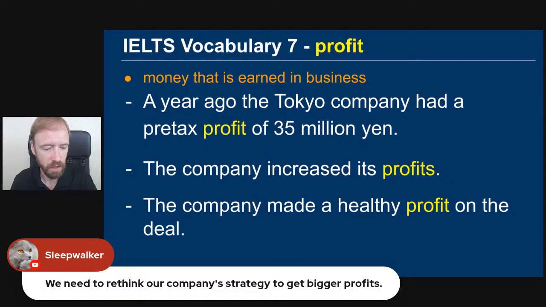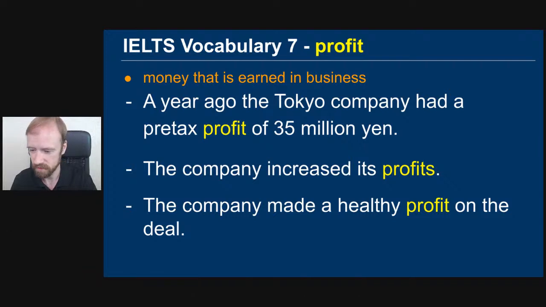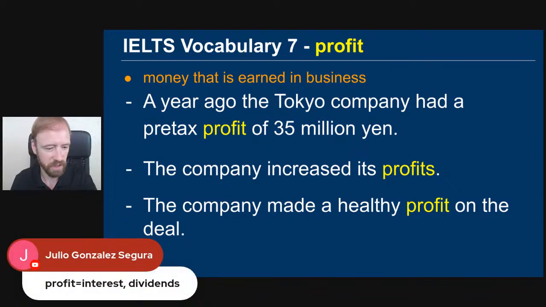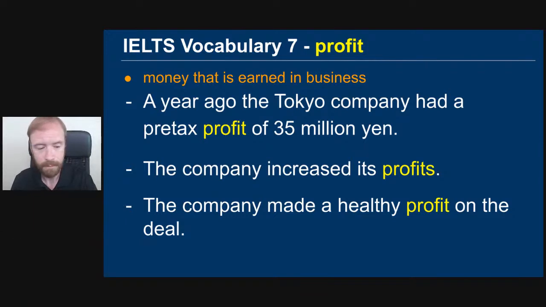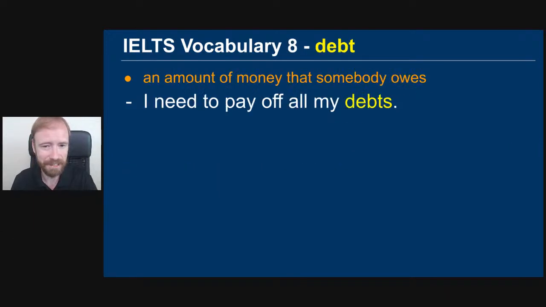We need to rethink our company's strategy to get bigger profits. Good job, Sleepwalker. That is an IELTS sentence. Profit can be interest and dividends. Those can be income that can lead to a profit. Yes. Okay, let's move on to number 8.